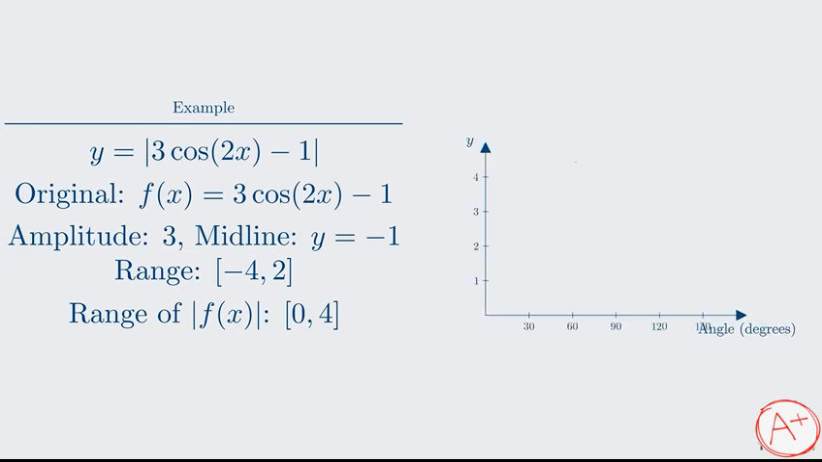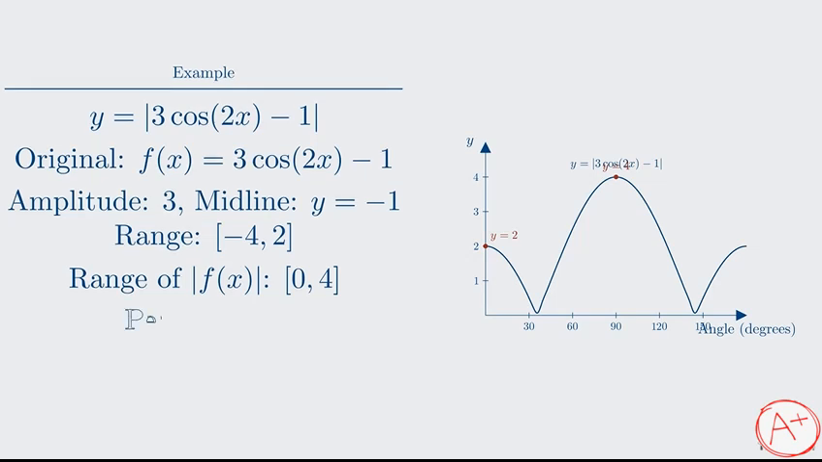Look at the plot. The original peak at y equals 2 remains, but notice the sharp V shapes where the graph hits the x-axis. The original trough that was at -4 has been flipped up to become a new peak at +4. The period of the original function was 180 degrees. In this specific case, the period remains the same, but the shape is significantly altered.